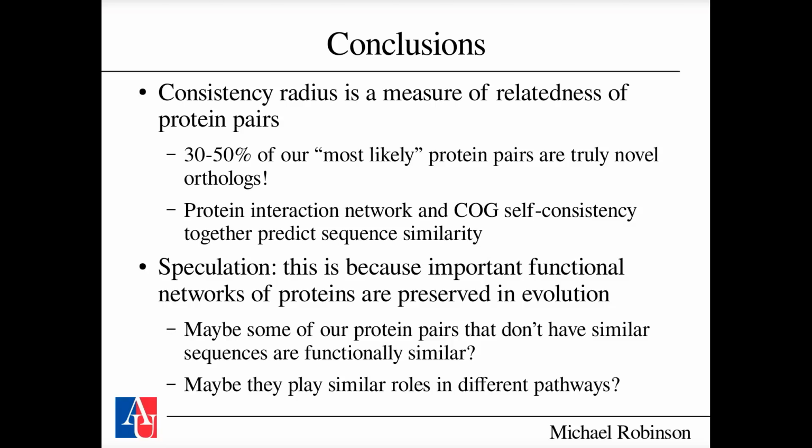So this network structure is very supremely useful. In fact, there's a sort of speculation that this is because important functional networks are preserved through evolution. And it's entirely possible that some of our protein pairs that don't have similar sequences are actually playing functionally similar roles. There may be convergent evolution. We don't know at this point. This is still very new. And it's entirely possible that they may play similar roles in different biochemical pathways.